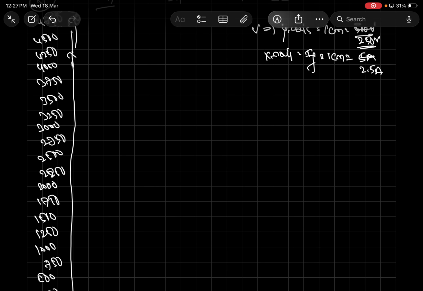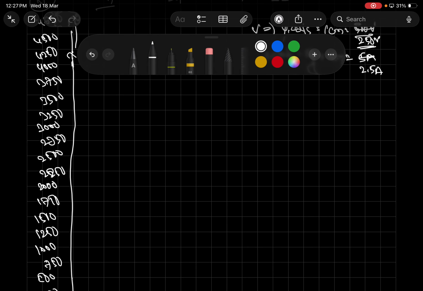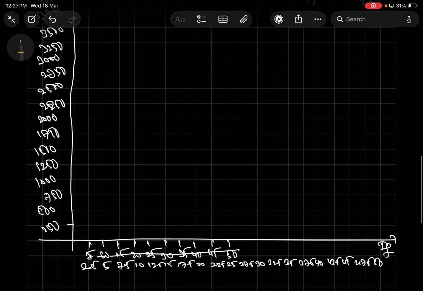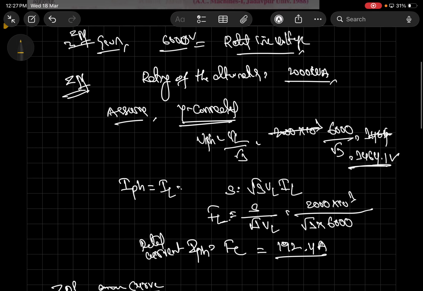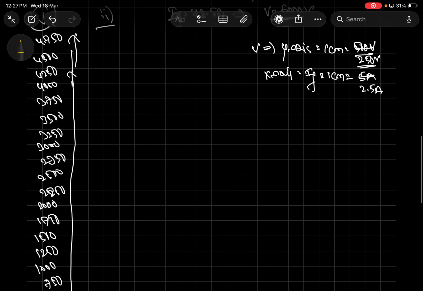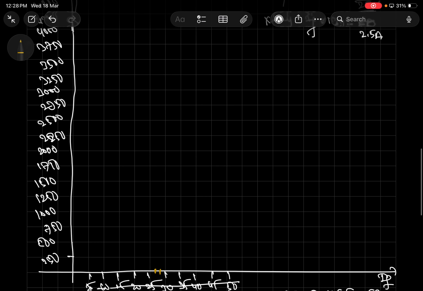For OCC, the characteristics are, okay, first 14 amps. So it is 14 amps here. For 14 amps, what is the voltage? 2309, 2300, approximately 2300. So this is the corresponding point here. 2309.